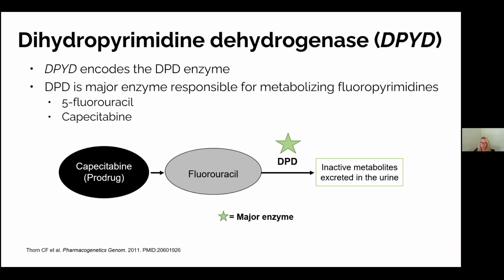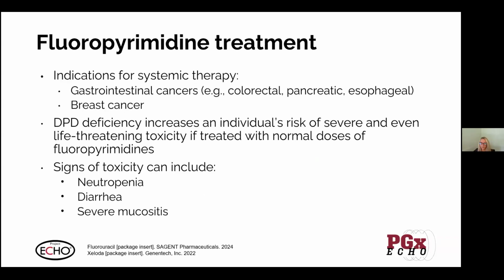Dihydropyrimidine dehydrogenase, or DPYD, is a gene that encodes the DPD enzyme. The DPD enzyme is the major enzyme responsible for metabolizing fluoropyrimidines to their inactive metabolites. These include 5-fluorouracil and capecitabine. Systemic fluoropyrimidine chemotherapy is indicated in individuals with gastrointestinal and breast cancers.